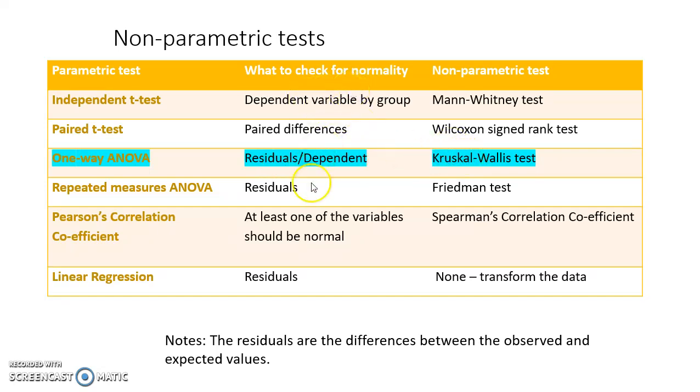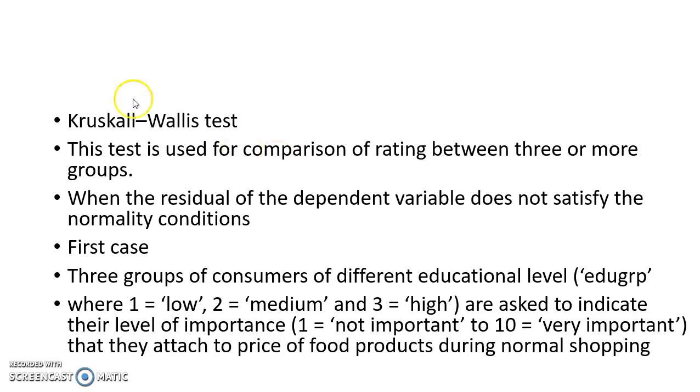What to check for normality? We usually check the residual of the dependent variable. So again, this test is used for comparison of ratings between three or more groups, rankings, ordinal variables, or the other case, when the residual of the dependent variable does not satisfy the normality conditions. Let's take an example of the first case, which is the comparison of the rating between three or more groups.